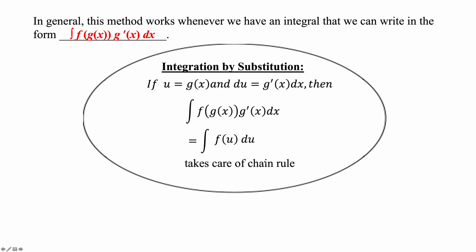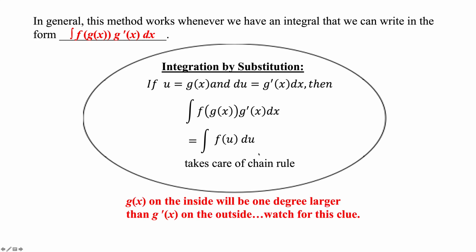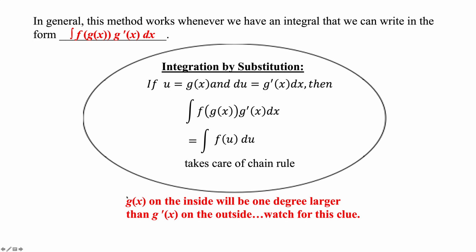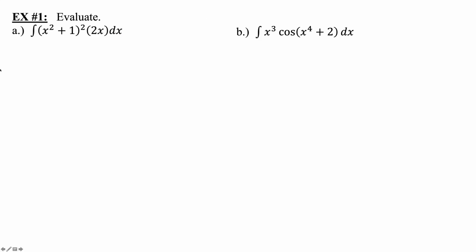Now, one thing that a lot of teachers neglect to tell you is to look for a pattern here, and that pattern is that your g of x on the inside is going to be 1 degree larger than the g prime of x on the outside, because if you take the derivative of that x term, you know you're going to reduce it by 1. So if you find a big power on the inside and a smaller power on the outside, that's usually a good indication, hey, let's do a u-substitution. All right, so a couple examples here.